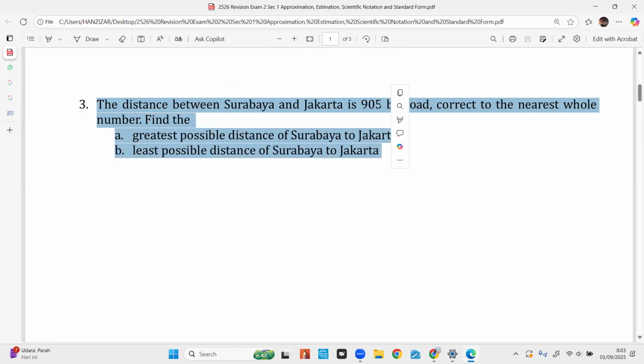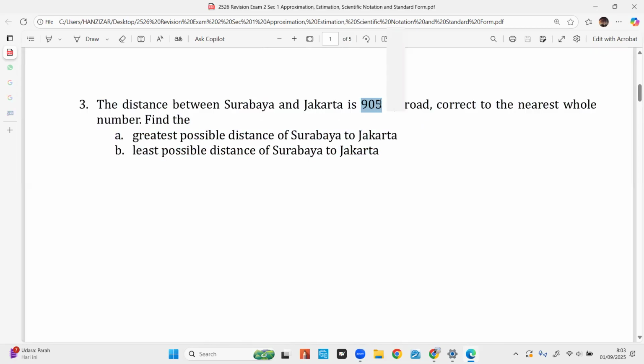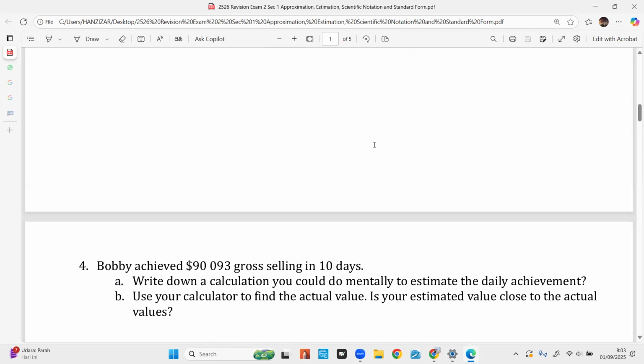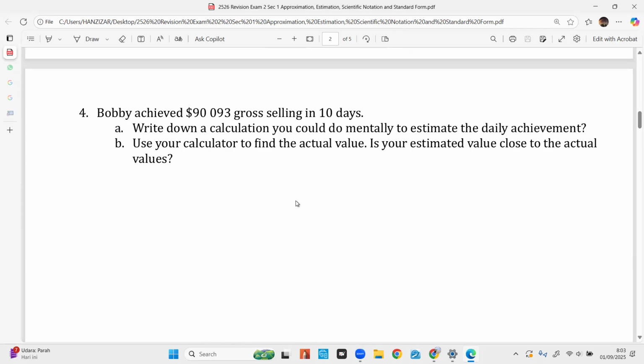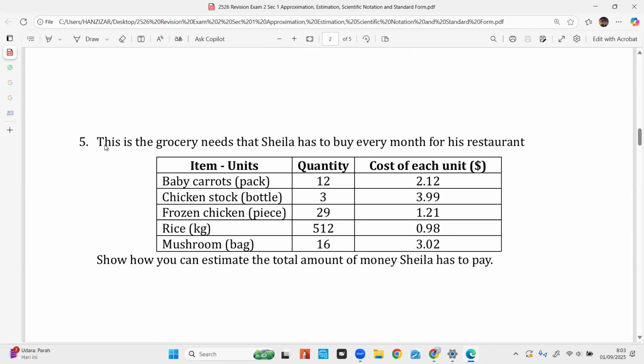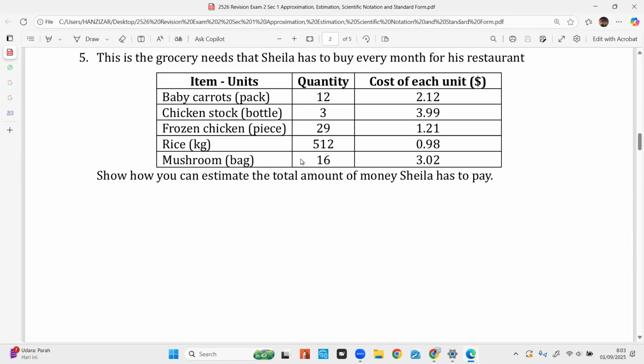Okay, this is kilometer, sorry. I forgot to put the kilometer. Next, Bobby achieved this. So you are estimating the value. Now for number 5, I think you already got the paper also, but since this is online learning, we need to do everything. Okay.